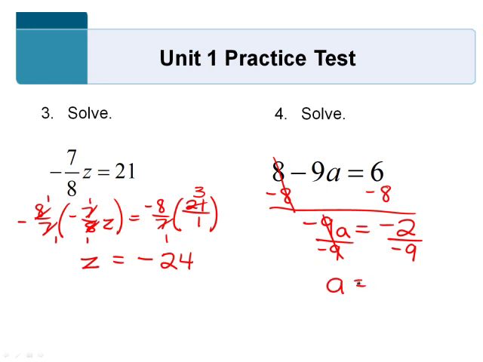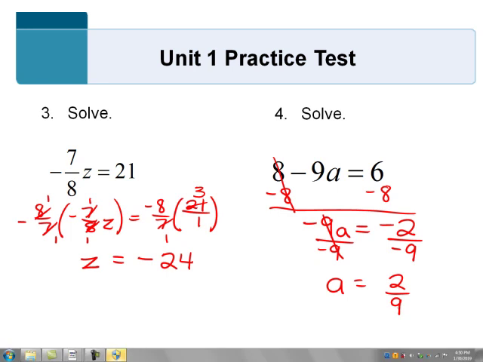Now over here you have a negative 2 over a negative 9. Remember, whenever you have a fraction, if the numerator and denominator are both negative, you have to simplify that to be a positive. So you're going to end up with positive 2/9.